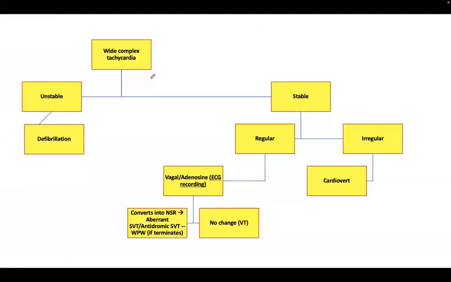Again, it was a wide complex tachycardia. The patient was stable, regular. So you're going through this route: you give adenosine, record, and if it converts into sinus rhythm, it was an SVT of some sort. Because there's no WPW, it's not antidromic SVT, it was aberrant SVT. If there's no change, then you have to suspect VT, assuming the technique was good.